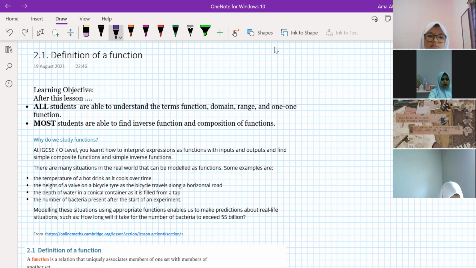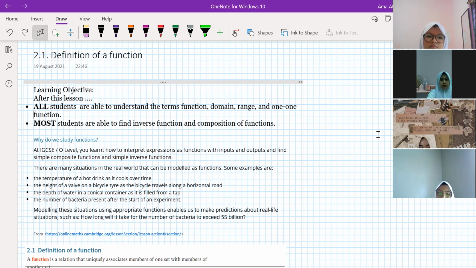All right. So firstly, let's review functions. In grade 10 in the IGCSE books, you have already studied functions, how to interpret functions with inputs and outputs. And then you already learned how to find compositions of functions, which is a simple one, and simple inverse functions. In the real world, maybe some of you may ask, why do we need to study functions? Why are functions important? You will realize that functions are involved in many aspects of our life.